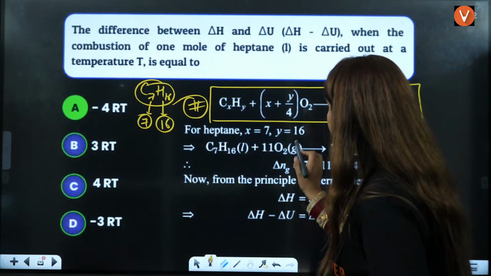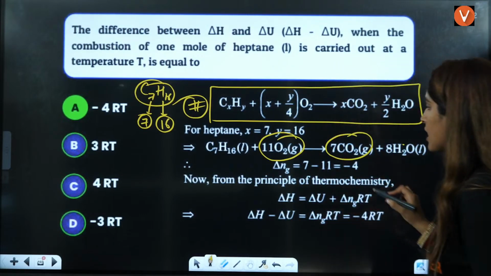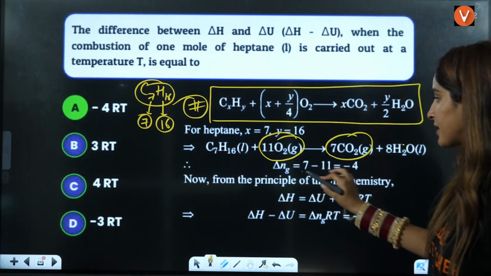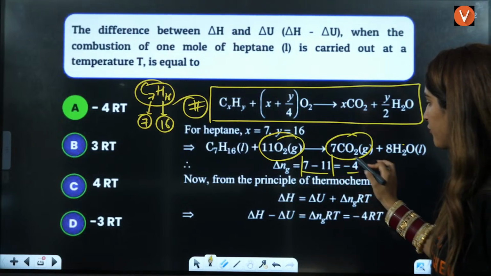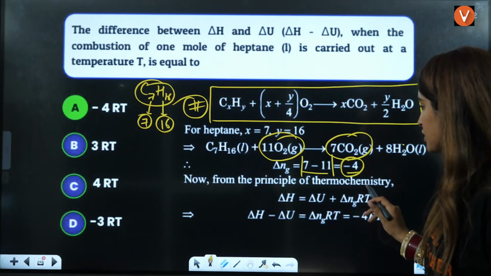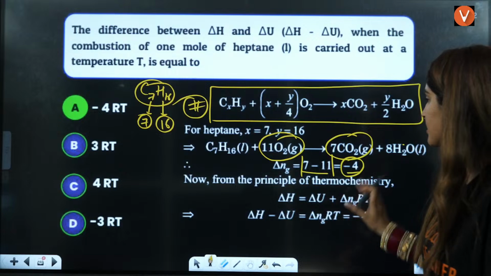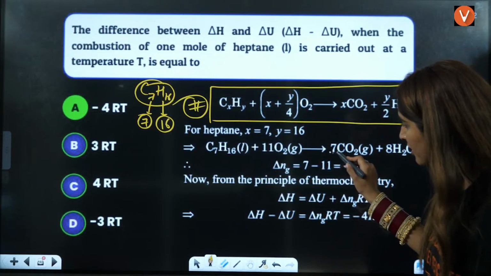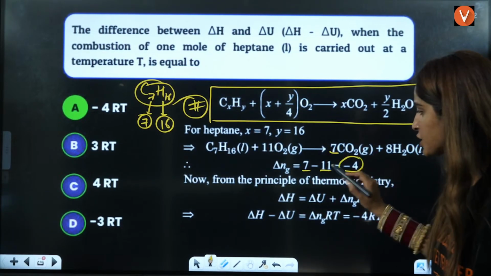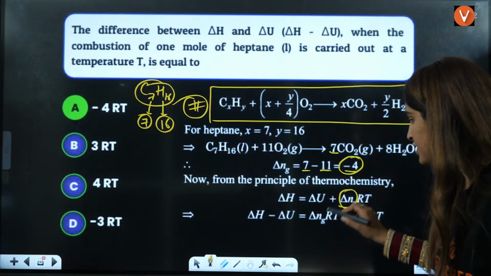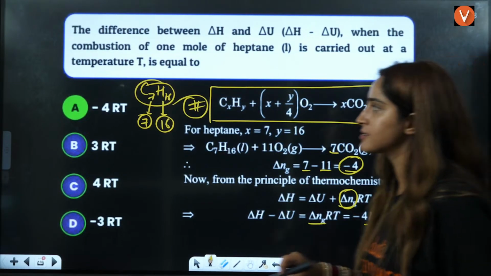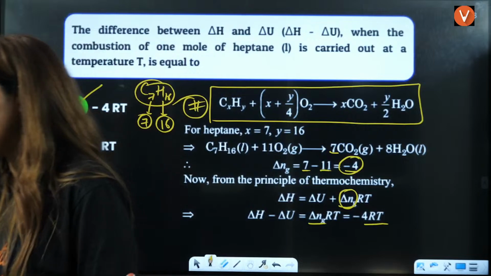So what you will see, this is gaseous, this is gaseous. So product minus reactants, basically the mod of this will be 4, right? So just put the values here, product minus reactants. Product is 7 minus 11, that is minus 4. Put the value of delta Ng as minus 4 here, you will get the answer as minus 4 RT.